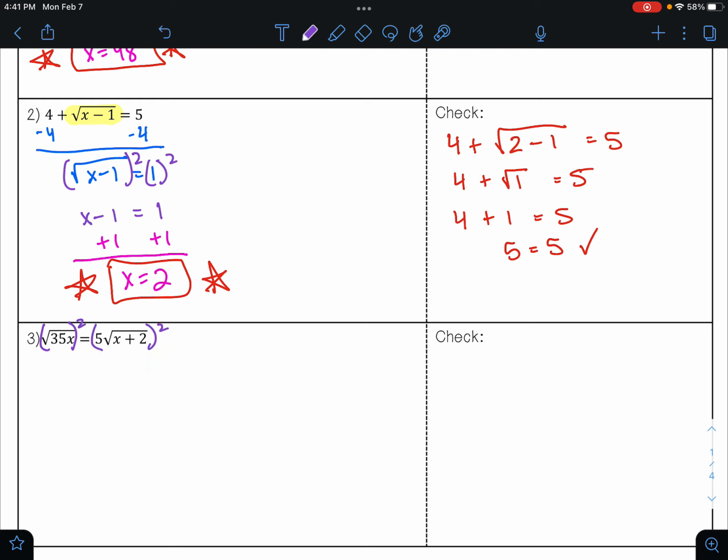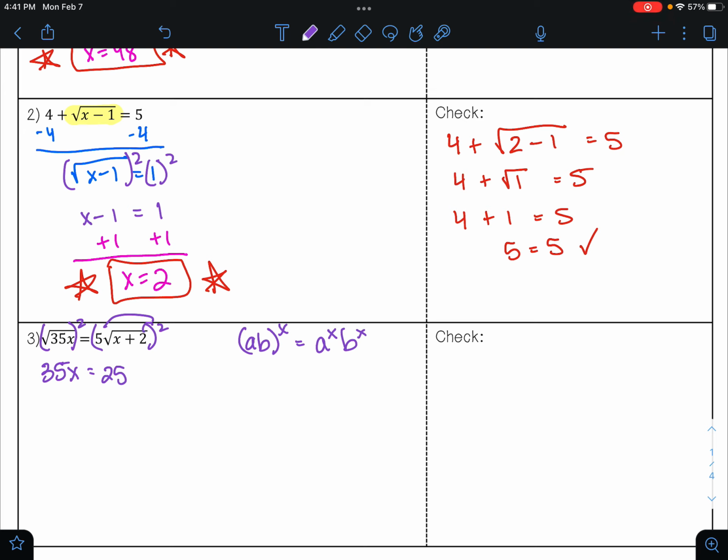The square undoes the square root, and that's going to leave me with 35x. Over here, I have a product being raised to a power. So if you think back to your exponent properties, if you have a product being raised to a power, then each factor of that product needs to be raised to that power. So 5 raised to the second power is 25.